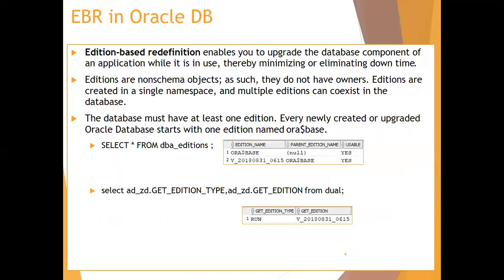In edition-based redefinition, the basic concept is Oracle has introduced three editions in this scenario. One is the runtime edition, another is the patch edition, and the other is a non-editable edition. From the database perspective, assume that a transaction is happening on a particular table and a patch is getting applied. What happens when the patch is applied while a transaction is happening on the same table? Oracle maintains two editions: one is the runtime edition, the other is the patch edition.